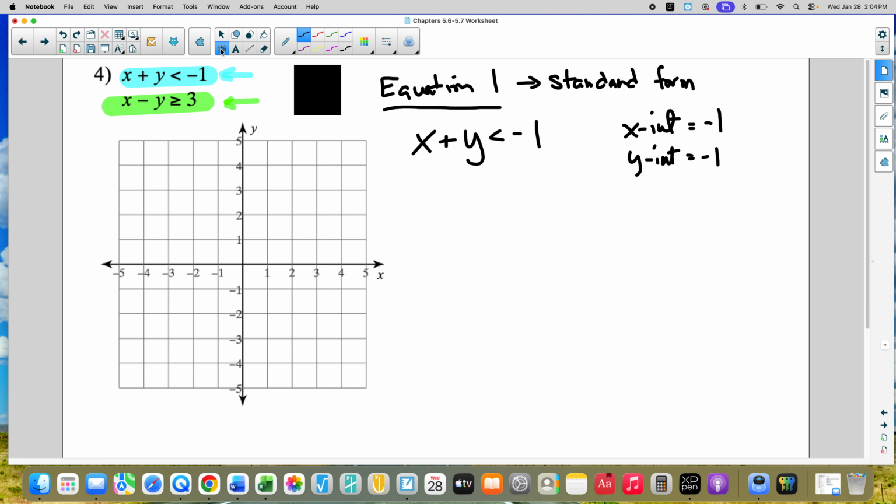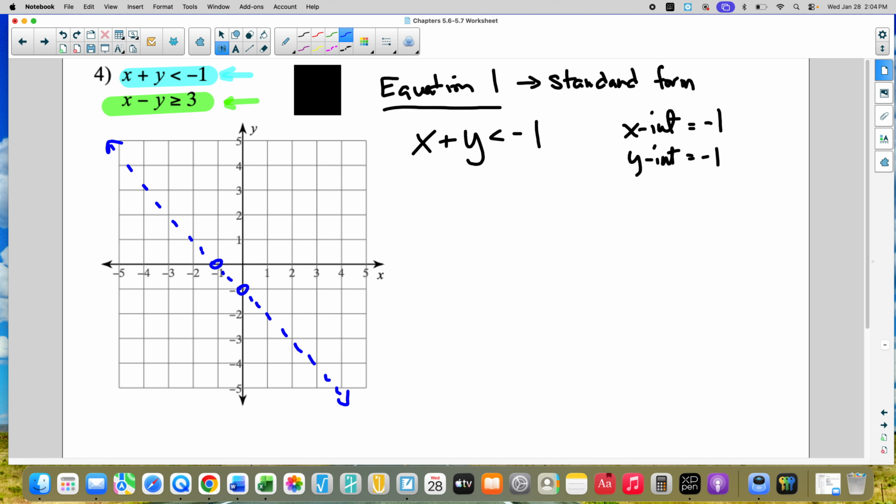So we'll do this in blue. So my x-intercept is -1. I go on the x-axis. Notice it doesn't have an equal sign. So I'm going to do an open circle there. So I have an open circle on the x-axis at -1. And then my y-intercept is -1. So I write an open circle there. I'm going to connect the dots and make dotted lines.